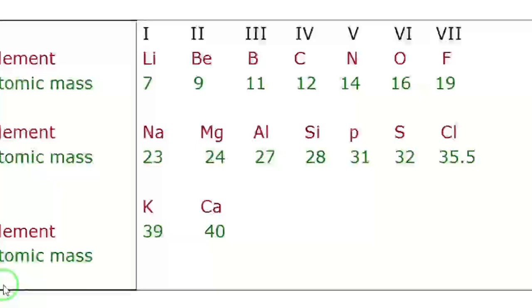So we can see his classification system here, where he classified lithium, beryllium, boron, carbon, nitrogen, oxygen, and fluorine. We could see that fluorine and chlorine are under the same group, which is group 7. Oxygen and sulfur are under the same group. Nitrogen and phosphorus are under the same group.